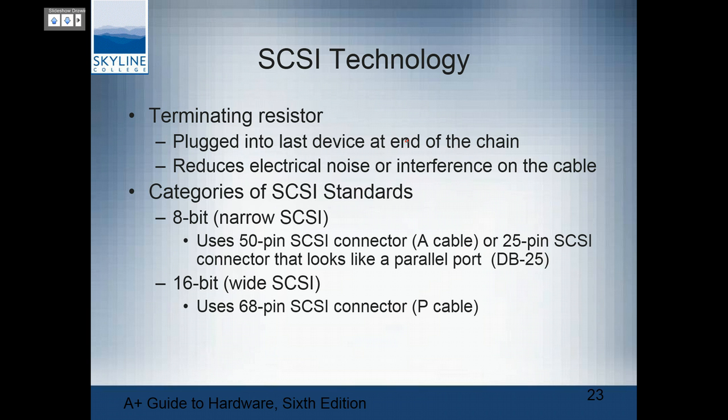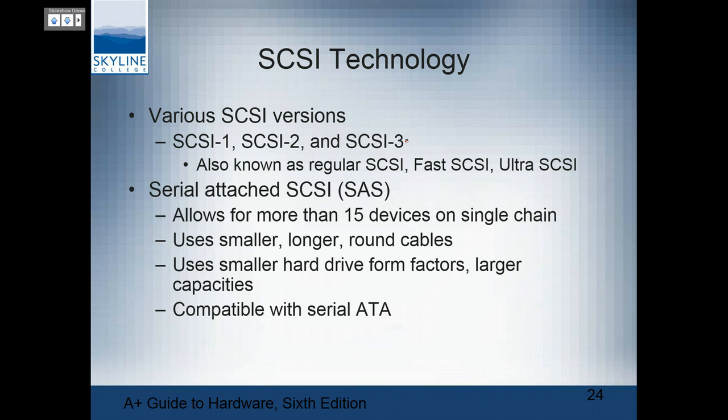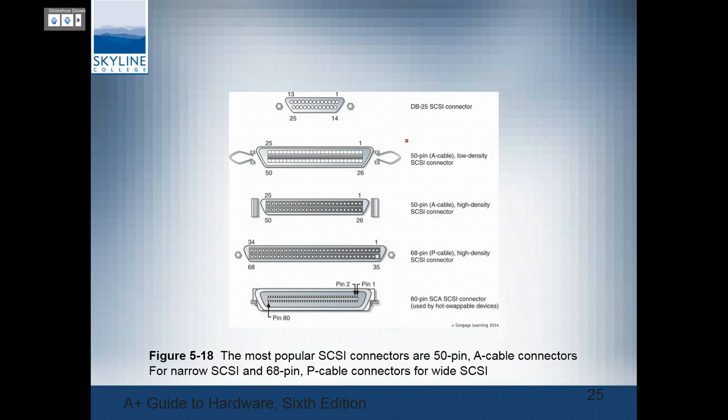And then we talk about the categories of SCSI: narrow SCSI, wide SCSI, SCSI 1, SCSI 2, SCSI 3, fast SCSI, ultra SCSI, ultra wide SCSI, on and on. Serial attached SCSI allows more than 15 devices, with smaller, longer, and round cables. It's compatible with the serial ATA devices.